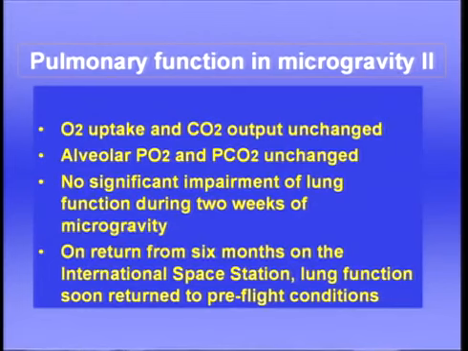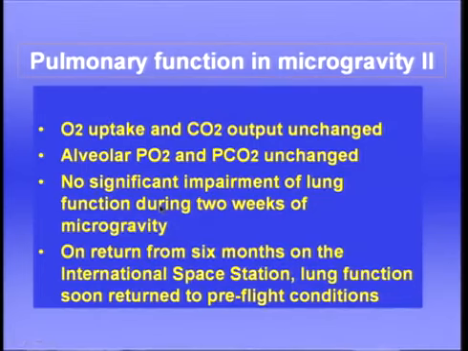So here's the take-home message. Pulmonary function in microgravity: we found that the overall gas exchange of the lung has not changed. You may say, well, I'm not surprised at that, because it's the tissues that are responsible for the oxygen uptake and CO2 output, and certainly they're not changed. The alveolar PO2 and PCO2 were unchanged in microgravity, and in fact there was no significant impairment of lung function during 2 weeks of microgravity.